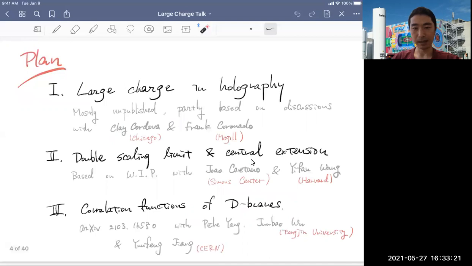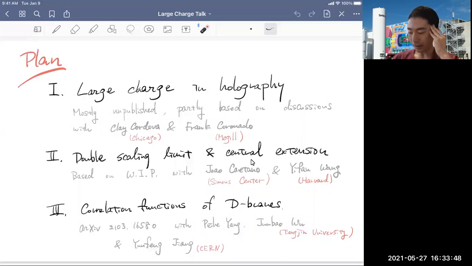Okay, so this is the plan of the talk. The talk is going to consist of 3 parts. The first part is basic and general comments about large charge and holography. It's based mostly on unpublished work and partly on some discussions with Clay Cordova and Frank Coronado. Frank is a postdoc at McGill, and Clay, I think many of you know, is in Chicago.